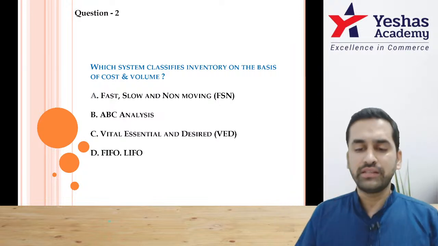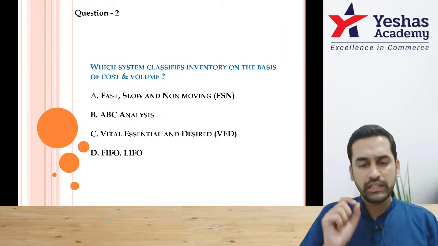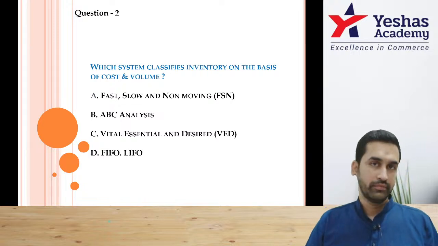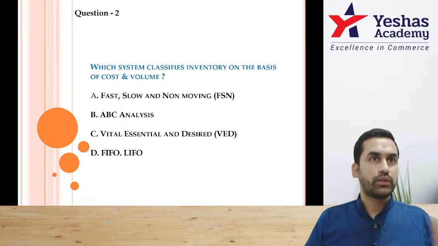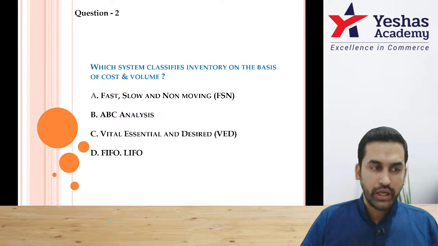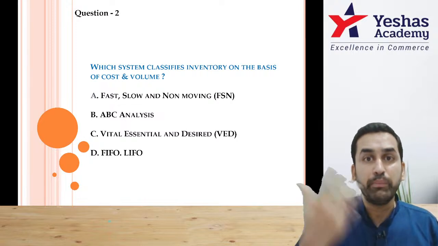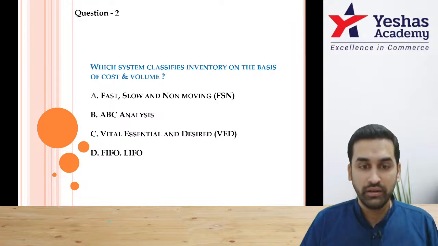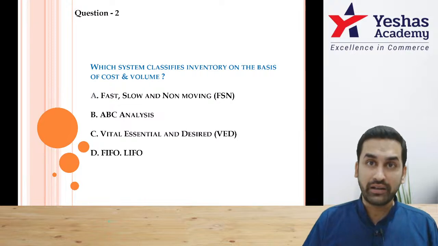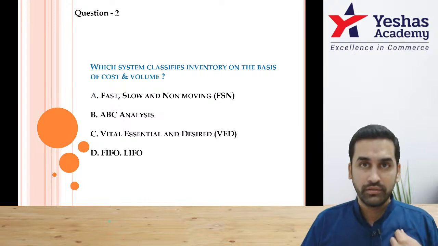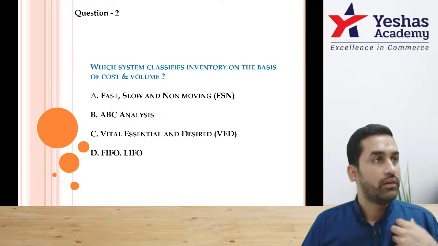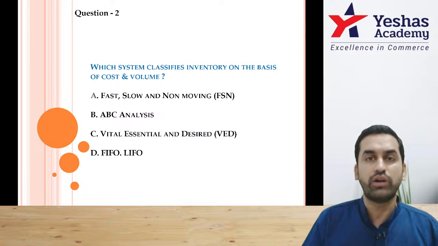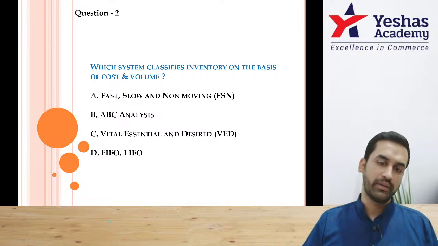Option C says vital, essential and desired. Please understand, this vital, essential and desired or desirable is based on the severity. What do you mean by that? Vital items are those items without which you cannot run your factory even for a minute. Like in a hotel, water, milk, cooking oil are vital items. In a garment factory, cotton, correct? Basic material is a vital item. In a construction company, cement is a vital item. Without that, you cannot run your unit even for a minute.